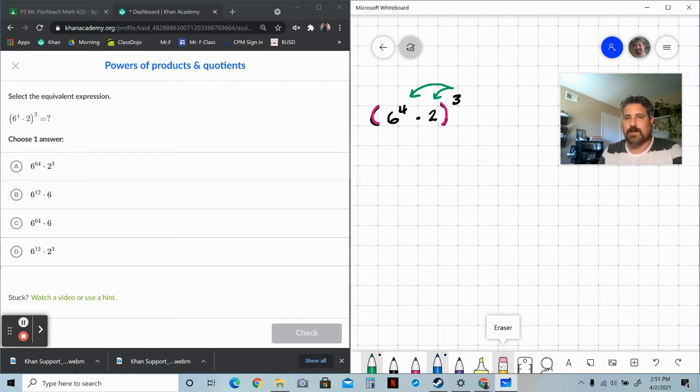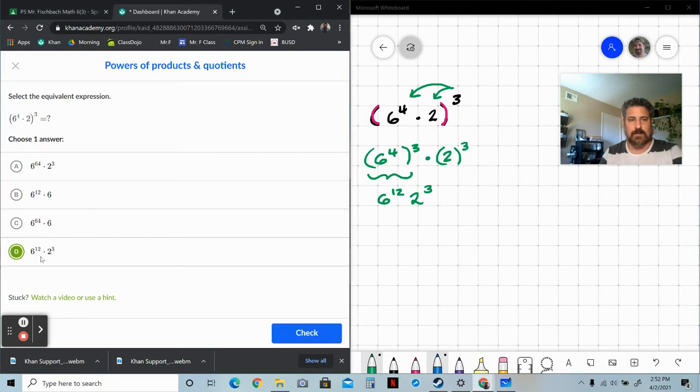So ultimately what this means is you've got 6 to the fourth raised to the third power, and you're multiplying that by 2 raised to the third power. Now, 6 to the fourth raised to the third power is the same as 6 to the 12th, because when you raise a power to a power, you multiply the exponents. So that's 6 to the 12th. And then 2 to the third is just 2 to the third. So it's really just 6 to the 12th times 2 to the third. Now, that answer is right here, 6 to the 12th times 2 to the third, so let's go with that.